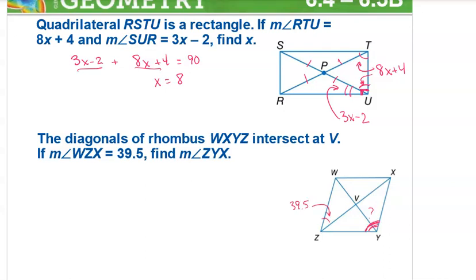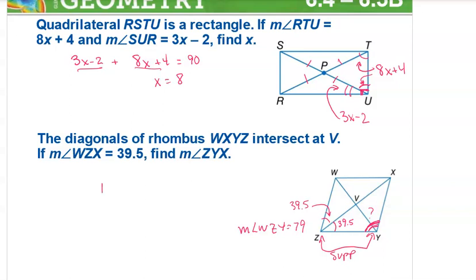This one looks like a really weird one. I mean, it's hard because what's what? It's not a rectangle, no isosceles triangles, but think about the properties of a rhombus. The diagonals bisect the angle at the vertex, so this also is 39.5. So if I put those 2 together, the measure of angle WZY is 79. And then these 2 angles are supplementary.